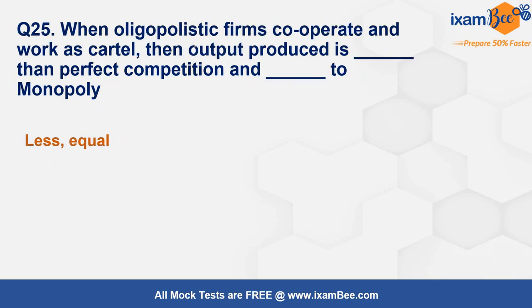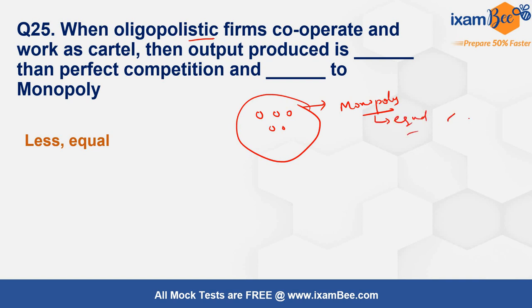Next question was that when oligopolistic firms cooperate and work as a cartel. So there are few sellers and now they formed a cooperative, collective cartel. Then what happens to the output level? So obviously this would be acting like a monopoly now when they have come together. So the output produced would be equal to monopoly but less than the perfect competition output level.